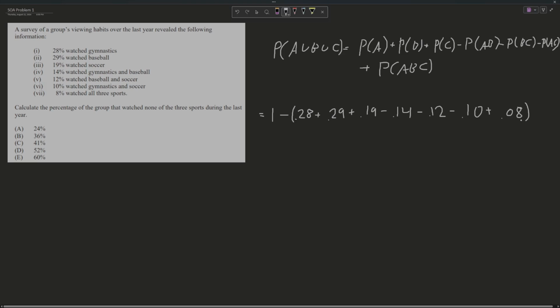This will probably be a quicker approach just for this problem, but it's not necessarily the best approach for every problem. I prefer the Venn diagram, but for this one, I probably prefer the algebraic approach. Now, if we sum up all of these values, we do 28 plus 29 plus 19 minus 18 minus 12 minus 10 plus 8. We get 1 minus 0.48 equal to 0.52. And that's our answer.